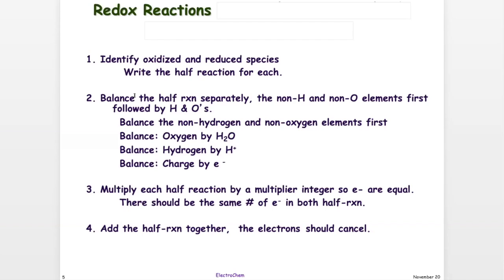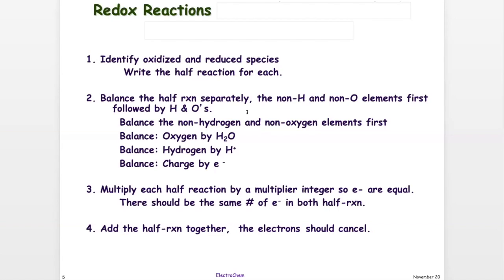Now that you have each half reaction, you need to balance each separately, okay? So it's basically two problems in one. The first step is to balance any non-hydrogen and oxygen element. What do I mean by non-hydrogen and oxygen? Elements like carbon, elements like chromium or silver or sodium.